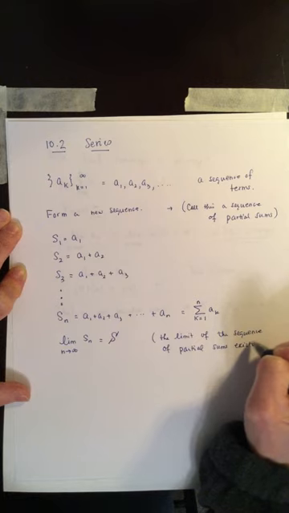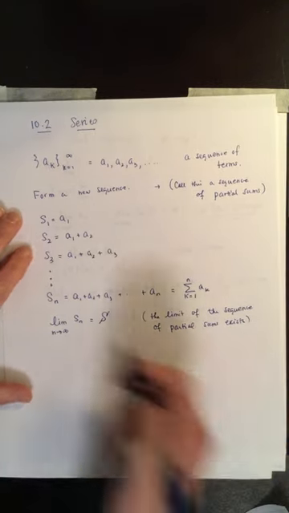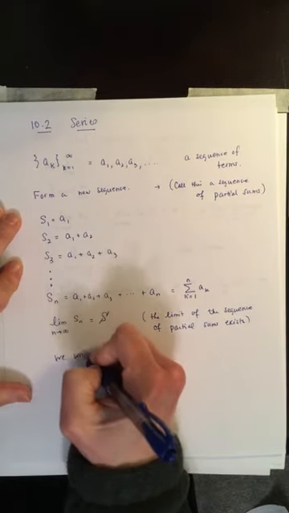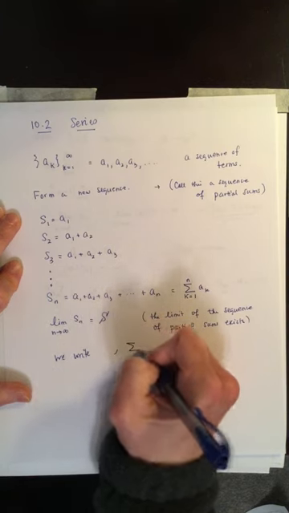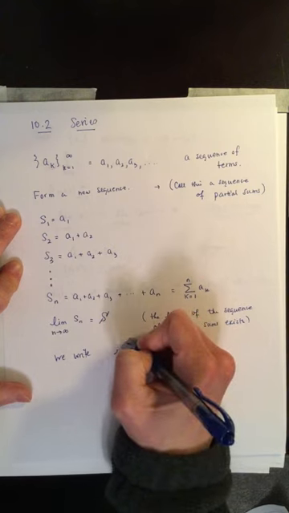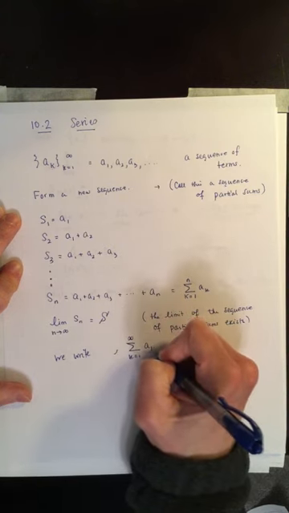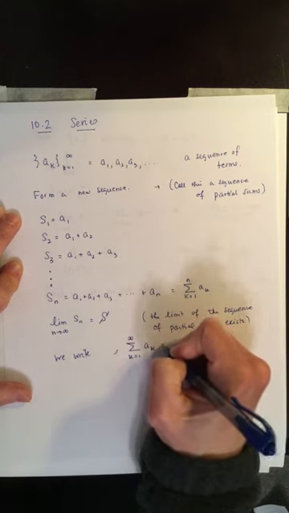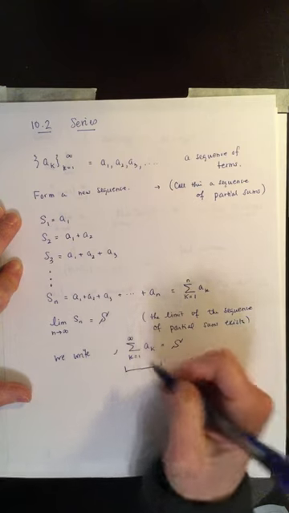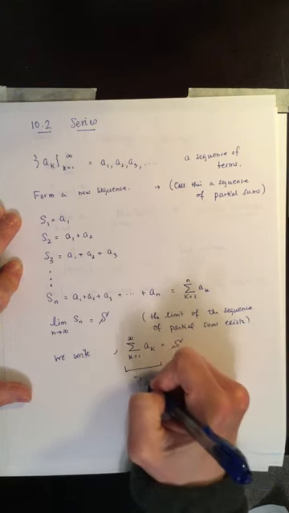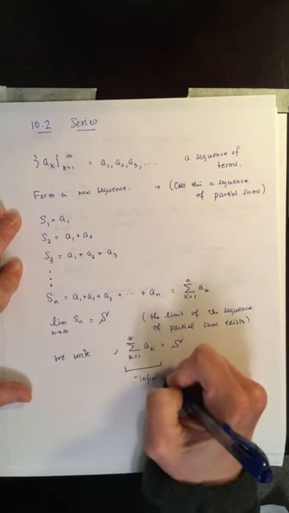if that limit exists, then we write that the series k going from 1 to infinity of a sub k equals that limit of the sequence of partial sums. And so then we call this an infinite series.